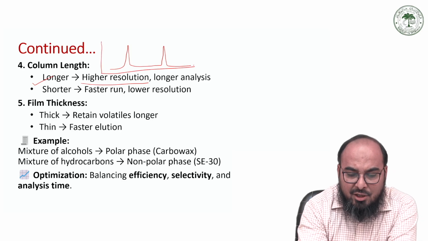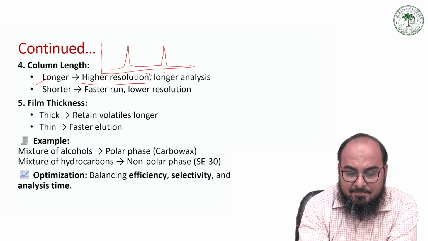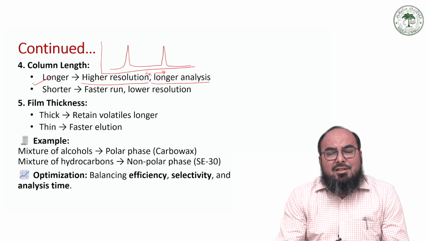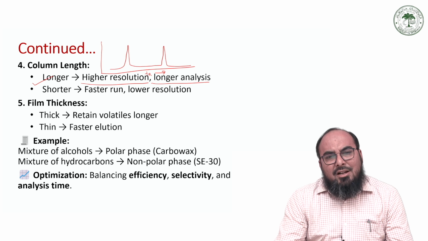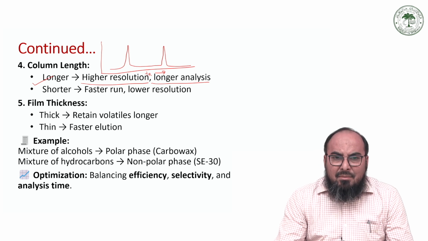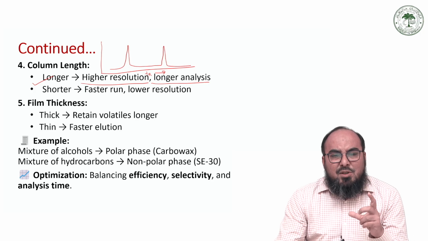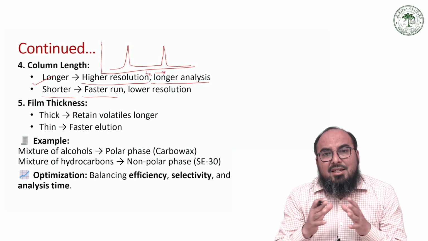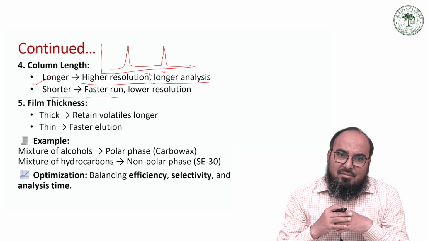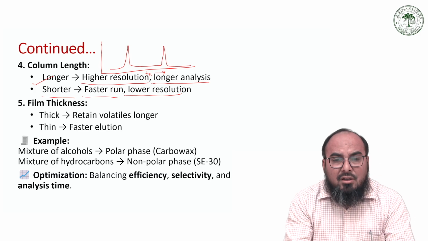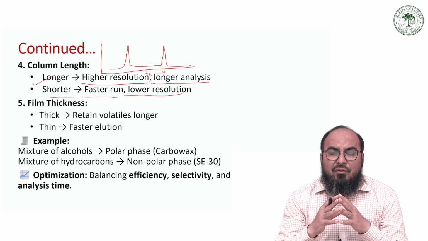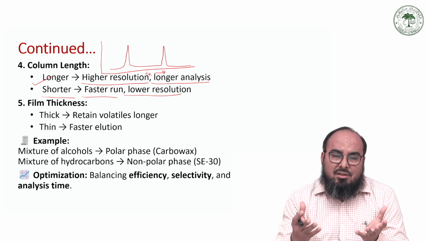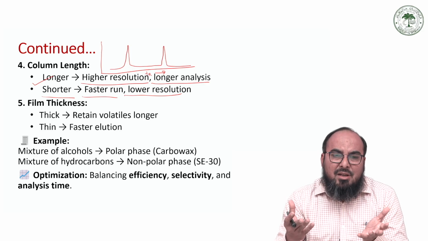But at the same time, you can see that the TR increases. That is, now you have to do longer analysis. You require longer times for your analysis. But if you take smaller, shorter columns, then of course you will get faster runs, but the resolution will be compromised. So every time you have to look at your utility: which type of sample is running, in which conditions, and what are your requirements, your objectives for a particular set of separation.